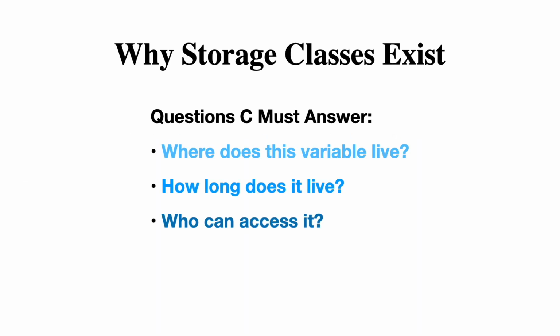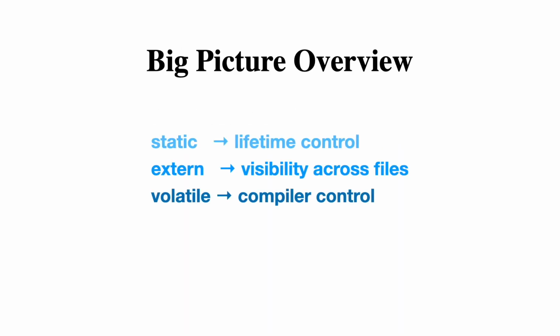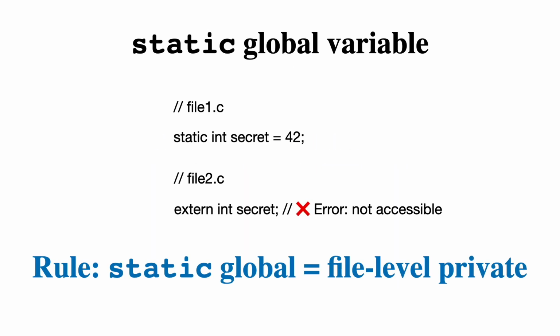Let's see why these storage classes exist. Every variable in C must answer three questions: where it is stored, how long it exists, and who can see it. Storage classes are not just syntax sugar, they control memory layout, visibility, and behavior at runtime. Let me give you the big picture. Think of it like this: static controls lifetime, extern controls visibility, volatile controls compiler optimizations. Each one solves a different system-level problem. Let's see each storage class one by one.